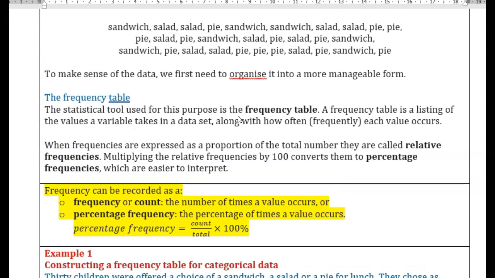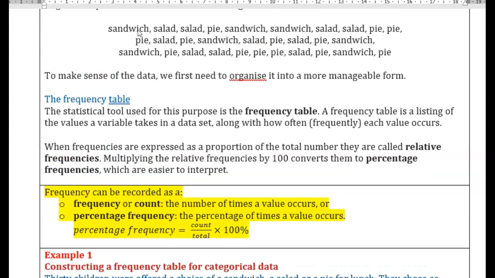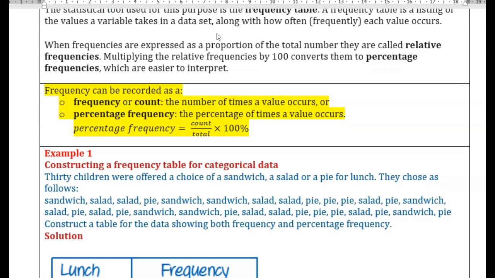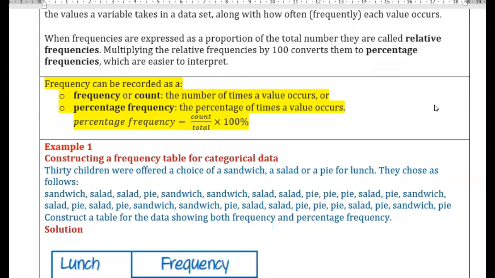If we look back up here, these values aren't in any order, and it's quite hard to see how many children chose sandwich, how many chose salad, and how many chose pie. So we'd use a frequency table just to organise it. When frequencies are expressed as a proportion of the total number, they are called relative frequencies. We're just counting up how many there are. Multiplying the relative frequencies by 100 converts them to percentage frequencies, which are easier to interpret.